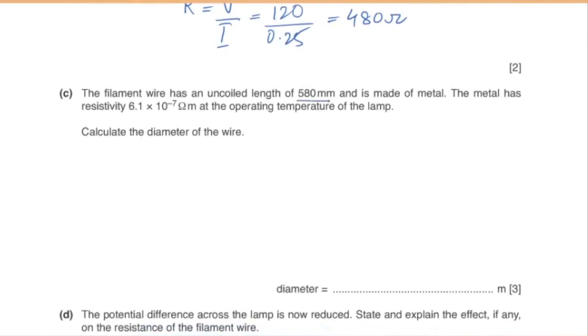Part C, the filament wire has an uncoiled length of 580 millimeters. Let's convert it to meters right away. So this is 0.58 meters and is made of metal. The metal has resistivity 6.1 × 10^-7 ohm meter at the operating temperature of the lamp. Calculate the diameter of the wire.